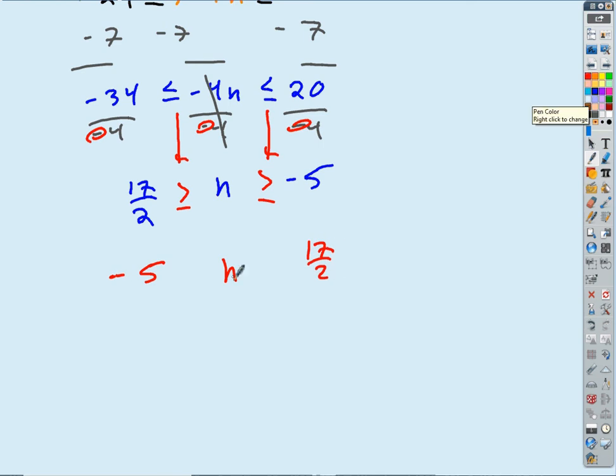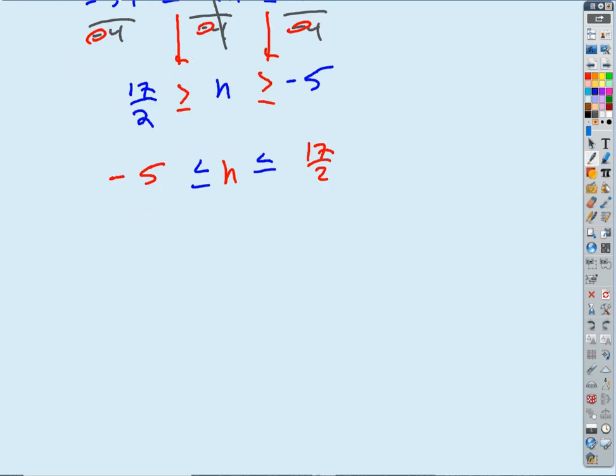How is n related to -5? It's greater than or equal to -5. How is n related to 17/2? It's less than or equal to 17/2. And so if I were to use inequality notation or interval notation, it's really easy to see that correlation, isn't it? There's my left endpoint, there's my right endpoint. Okay.